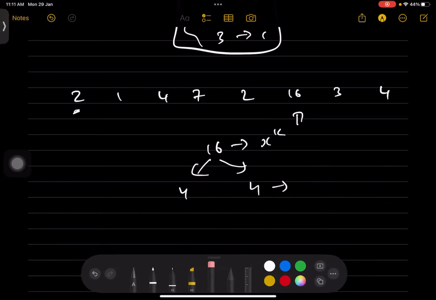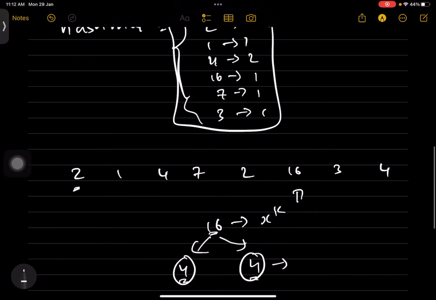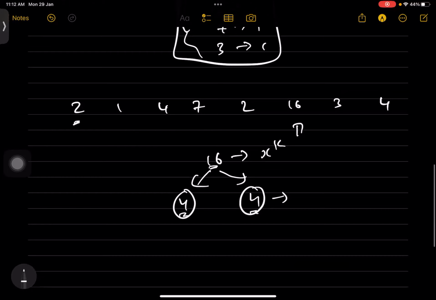So at every single step, we do a square root, okay? Now, 16 is basically x power k value, right? So from 16, we derive 4 and 4. So we have x power k value and we have 2 x power k by 2 values, right? And we check the frequency of 4 in the hash map. So 4 occurs 2 times here, right? So it's possible for us to place 2 4s, right?